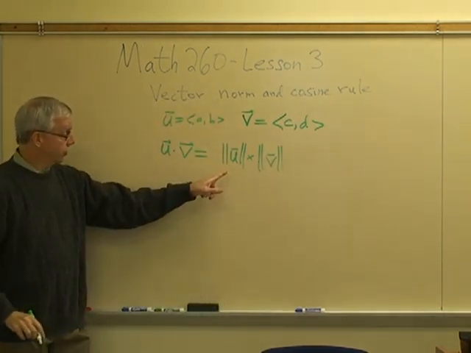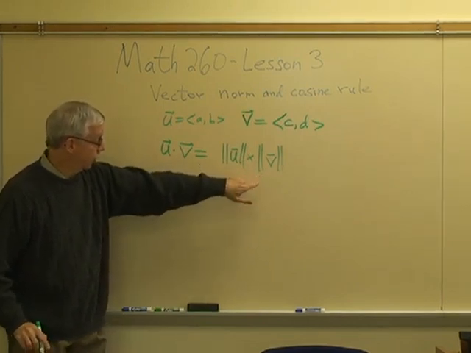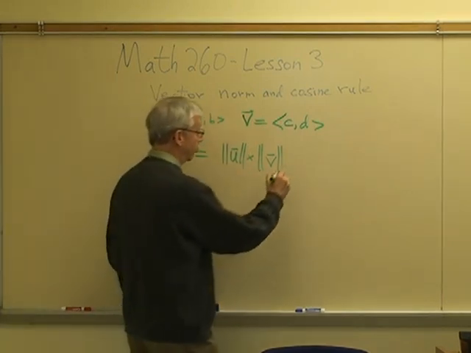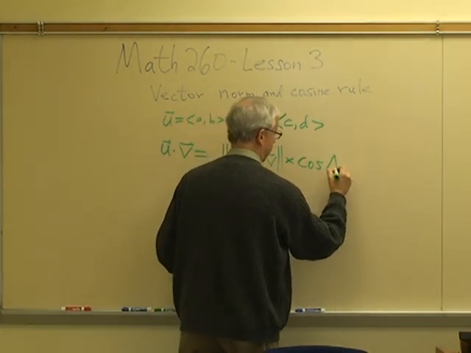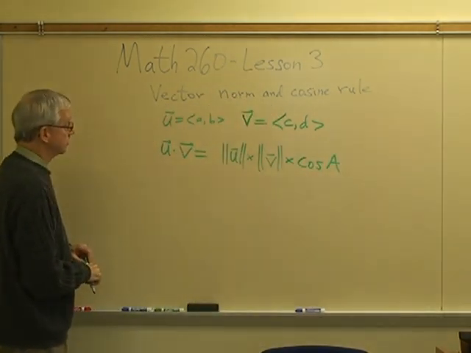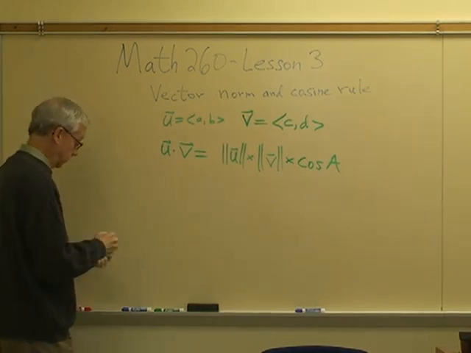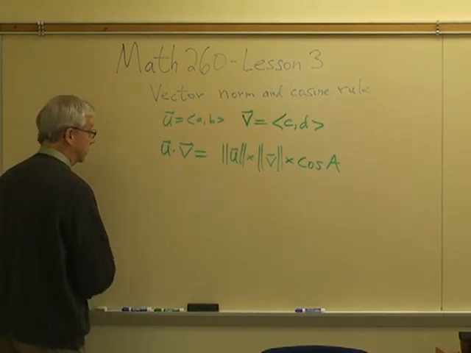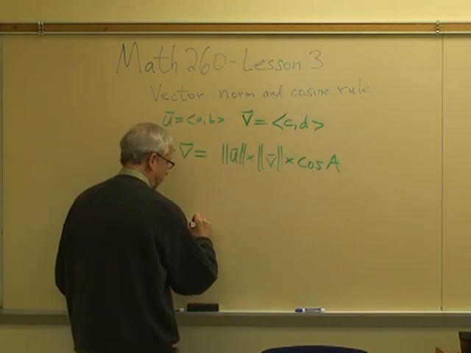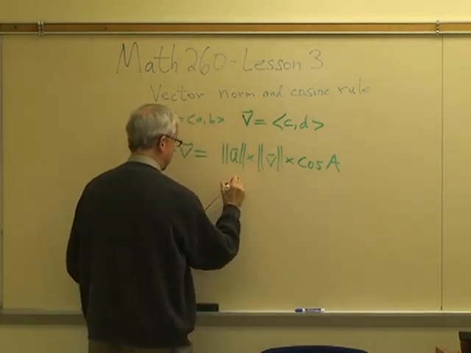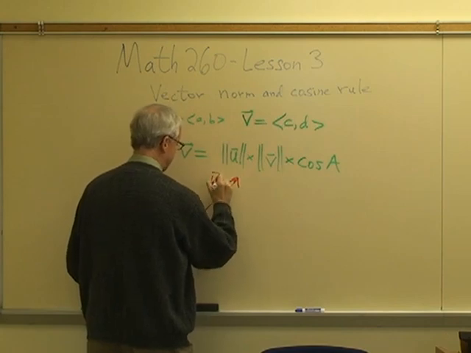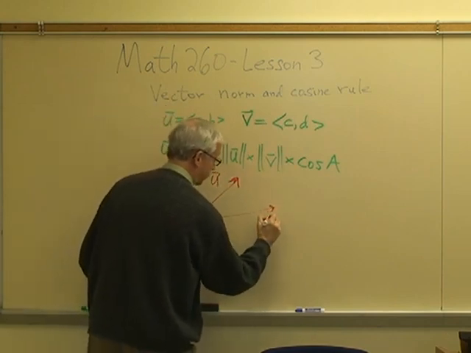And it equals this exactly only when the two vectors go in the same direction. If they're not in the same direction, it's times the cosine of the angle between the vectors. So in pictures, suppose here's my vector u, and here's my vector v.